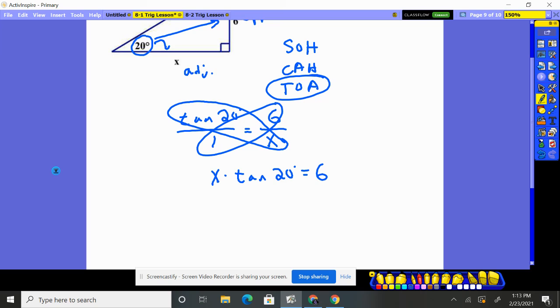Now, if I want to get X by itself, I'm just going to divide by whatever that tangent of 20 degrees is. Whatever I do to one side of the equal sign, I must do to the other. And then I'm simply going to type in 6 divided by the tangent of 20. And I got 16.48 when I did it earlier. All you have to make sure you do is set them up correctly, and then you simply cross multiply and you'll have your answer. Just make sure your calculator is in degree mode.